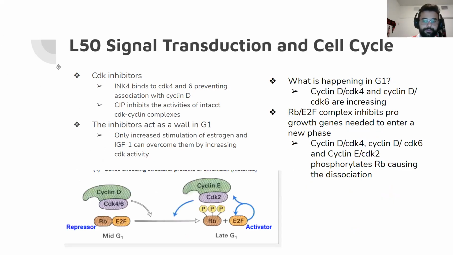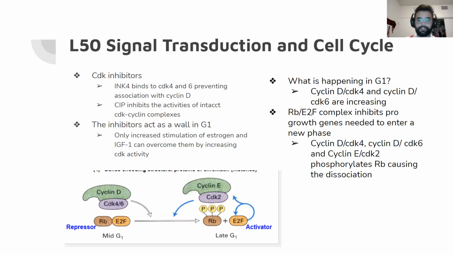Now looking more specifically at our CDKs, there are certain inhibitors for our CDK. We have our INK4, which can inhibit our CDK4 and 6, preventing their association with cyclin D. And we also have our CIP, which inhibits the activity of our CDK cyclin complexes. These inhibitors are basically our restriction points. They act as a wall, especially for G1 through S phase. Only the increased stimulation of estrogen and IGF-1 is going to overcome that wall. You're going to see here that our cyclin D is always associated with our CDK4 and 6.